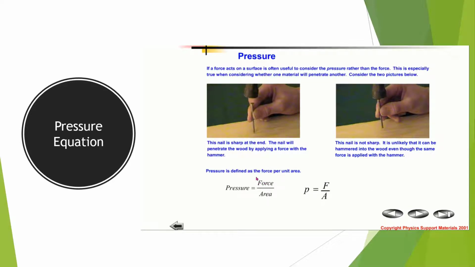Pressure is defined as force per unit area. Pressure P is equal to force over area. So P equals F over A. The units of pressure are newtons per square meter, because force is measured in newtons and area is measured in square meters. We're dividing, so it's newtons per square meter, and 1 newton per square meter we also call 1 pascal. So the unit of pressure is the pascal.